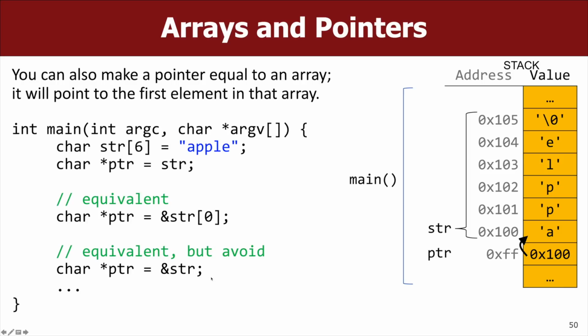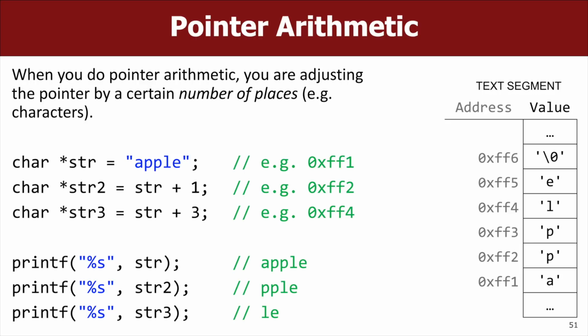So now that we've talked about how character arrays and char literals are represented in memory, I want to talk about pointer arithmetic. When you do pointer arithmetic, for instance, when you add to a pointer, you are adjusting the pointer by a certain number of places. What I mean by a place is the size of the type of data that the pointer points to. In this case, the size of what the char star points to is 1, because a char is 1 byte. So when you say str plus 1, what this says at a high level is I want str2 to point to one place after str right here.